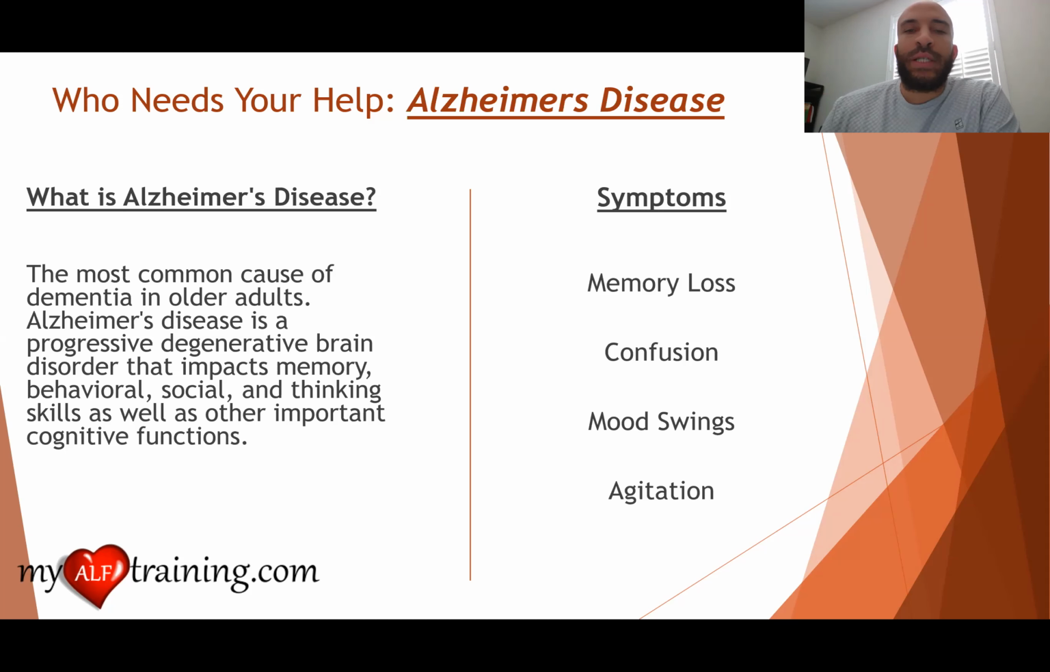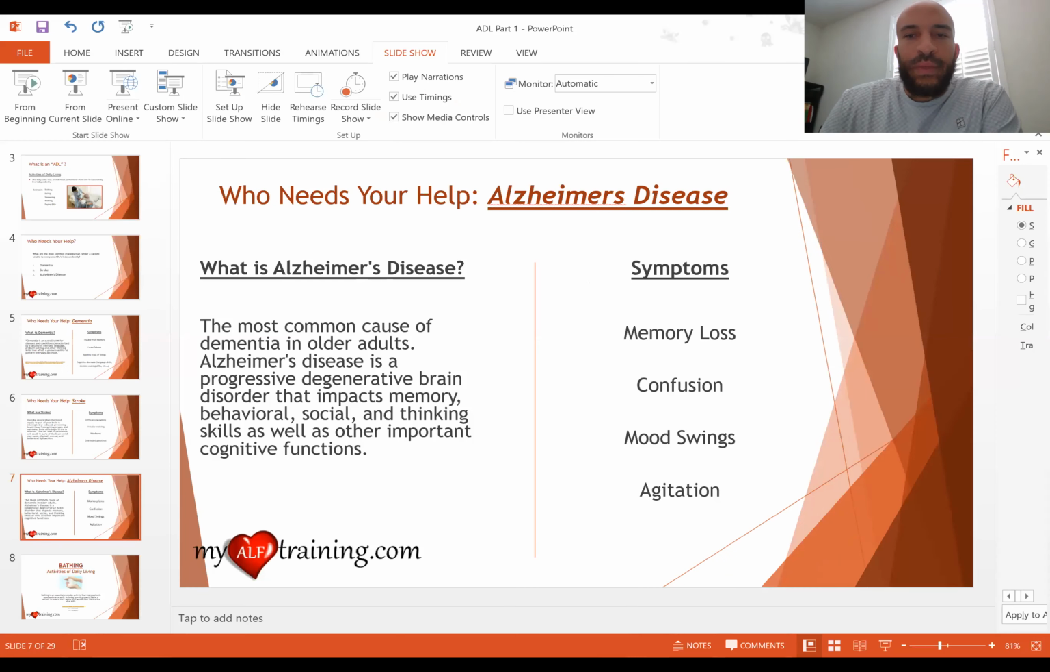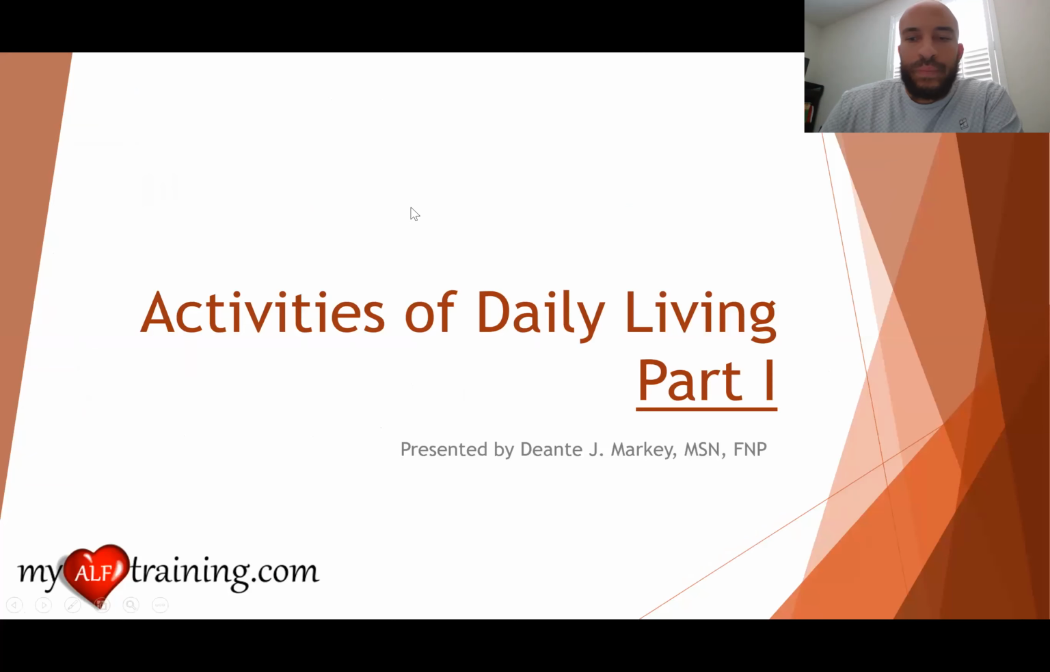And this can present in a myriad of ways. It can present as memory loss, confusion, mood swings. They can have episodes of agitation. So these are all symptoms that you want to make sure you look out for when caring for a patient that has Alzheimer's disease. And you also want to keep in mind that again, each patient is unique. Let's get this presentation up again.